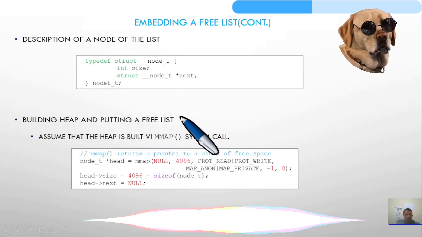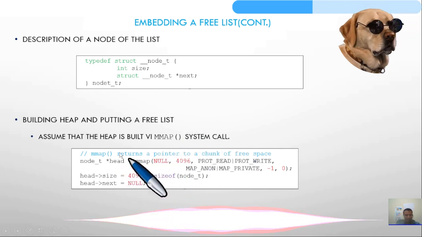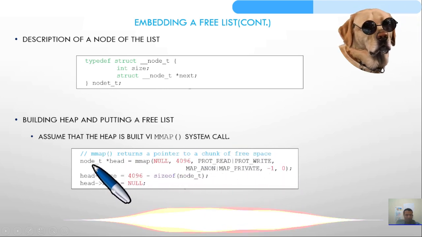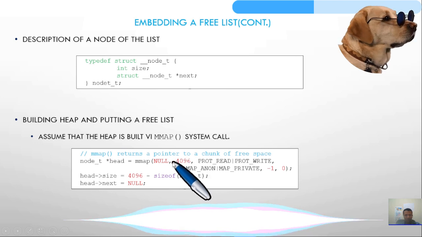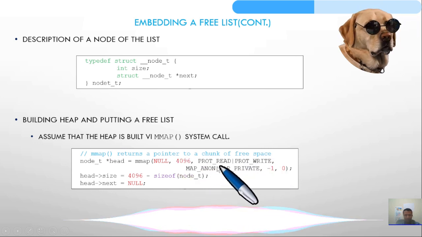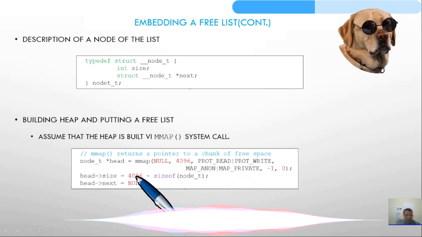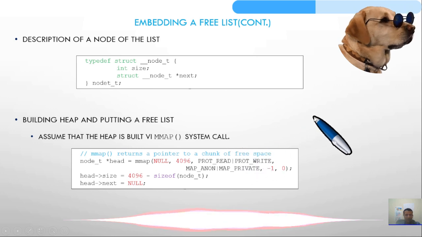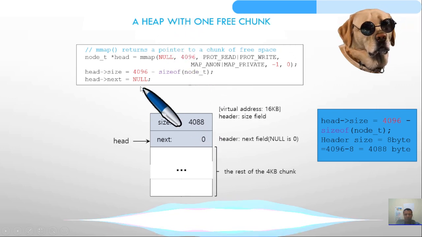Building the heap and putting in a free list. Assume that the heap is built via the mmap system call. What we do is simply run this code, mmap, which returns a pointer to a chunk of free space. The header pointer is here, mmap NULL. In this situation we need 4 GB, and as you can see we have MAP_PRIVATE, and the size is 4096, then return, next is NULL. When we run this code, what we are going to get is a heap with one free chunk. So this will be created.